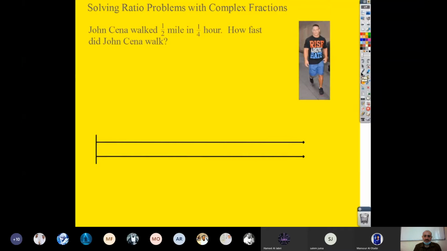So the first thing we're going to do is identify our units. We're walking a distance, 1/2 mile. So I've got miles and I've got hours. And then I'm trying to find how fast he walked. Fast means his speed. What is his speed? That's what I'm really trying to find here.